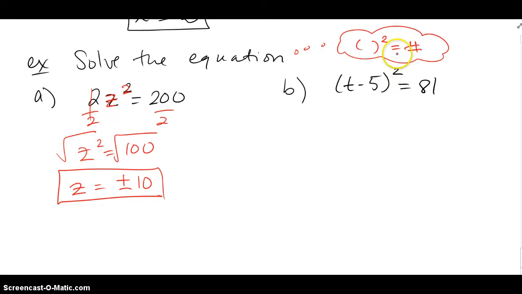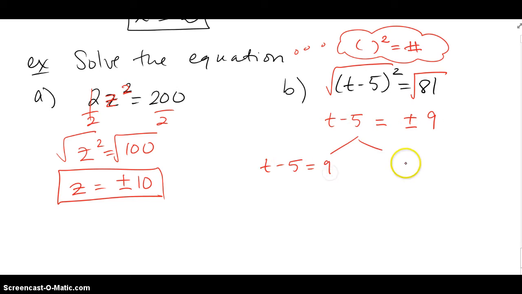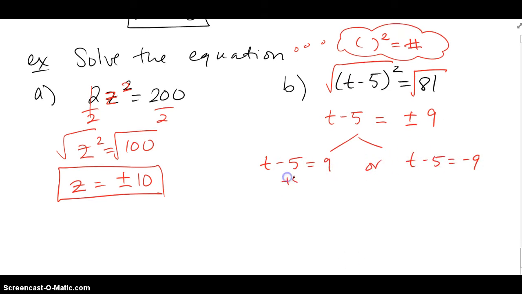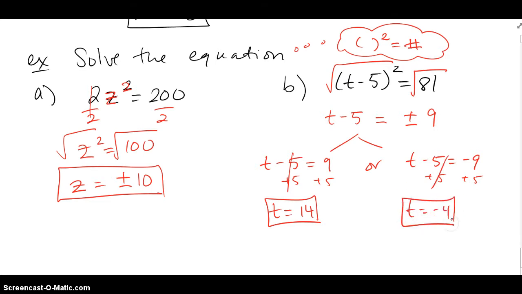Now part B also matches this. I can square root both sides, and for every two of these identical binomials, one of them pops out. So I get plus or minus 9. And I basically have two equations. t minus 5 is equal to 9, or t minus 5 is equal to negative 9. And then I can add the 5 and get t equals 14 for one of my answers, and t equals negative 4 for my other one.